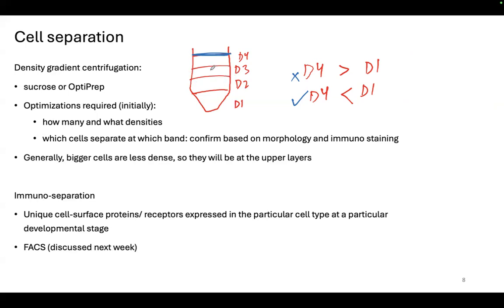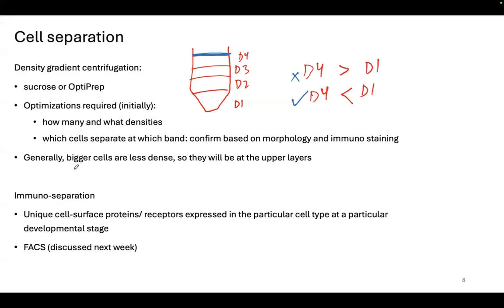So cells are going to settle after you've centrifuged them, maybe at 300 RPM, 300 revolutions per minute. After you've centrifuged them for, let's say, 2 minutes, 5 minutes at this speed, what you'll see is that you'll get different cells at different layers.